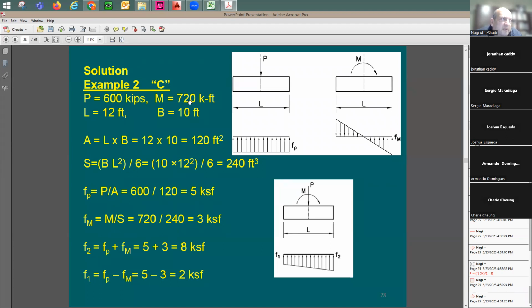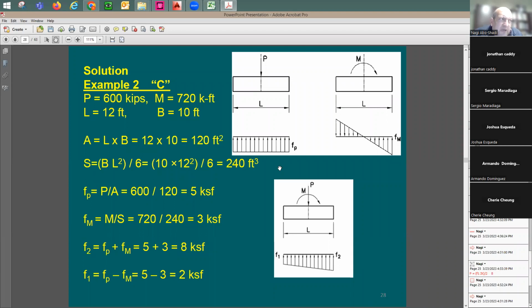So here's the first example. 600 kips. Here's the moment. I have length and width. Contact area of the soil is going to be 120 square feet. The S value for this footing is going to be 10 times 12 squared divided by 6, 240.